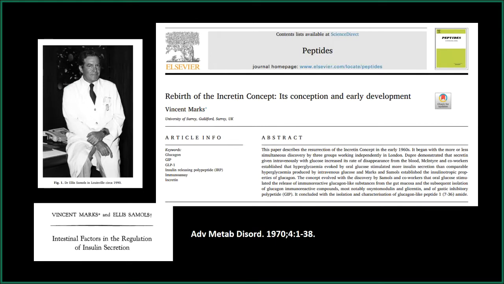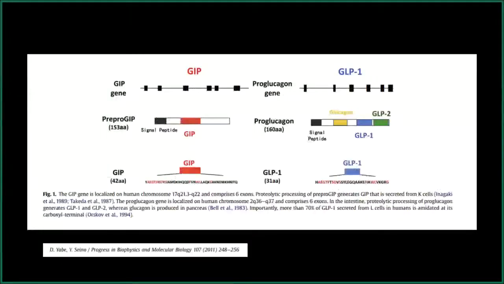And in the 1980s, it was purified and sequenced, and that's how the term glucagon-like peptide came out. So GLP-1 and GLP-2 are glucagon-like peptides that were identified from the initial studies. GIP kind of remained in the background, and GLP became the more important one that everyone was studying.